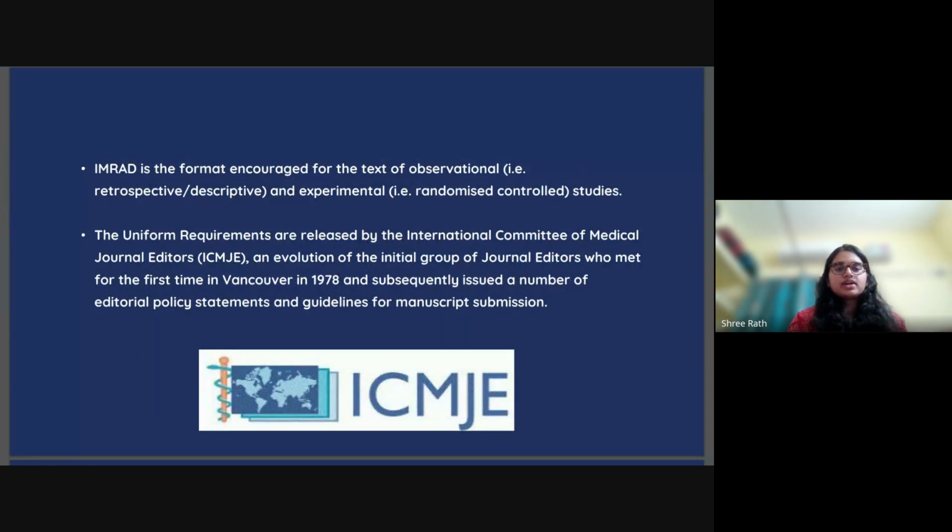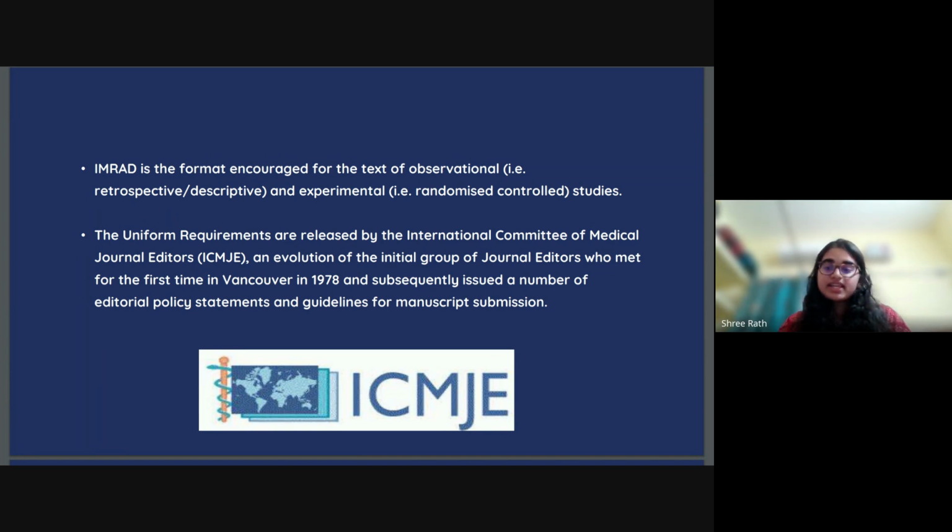So when we are writing a manuscript, the format that we follow is IMRAD. It's I for introduction, M for methods, R and A for results and discussion. And this IMRAD format is followed for all observational studies, RCTs and experimental studies. Basically, all original studies or primary studies follow IMRAD.